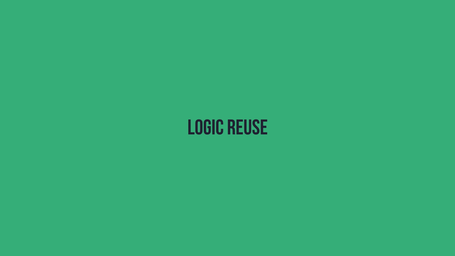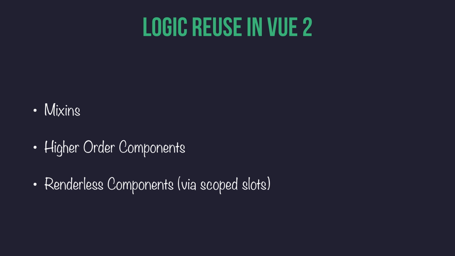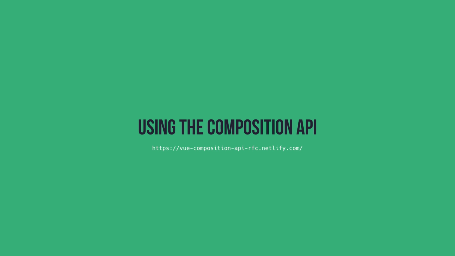Another common limitation with the options API is when you need to share logic between components. So we have the ability to reuse logic across components in Vue 2 using mixins, higher order components, and renderless components. Each of them come with their drawbacks, though, when compared to the composition API. I'm not going to go into each of these, but if you want to go ahead and search for them, or if you've tried to use something like mixins, you know what those limitations are.